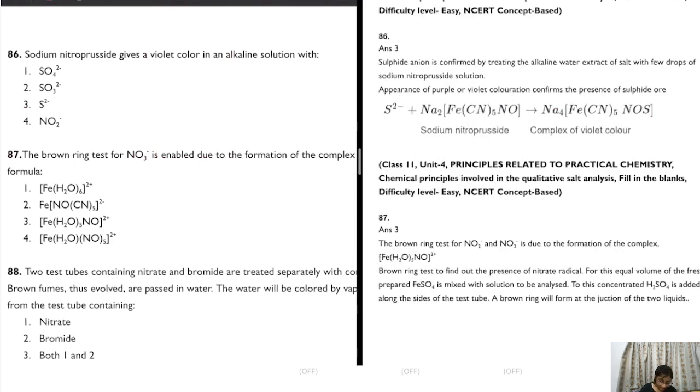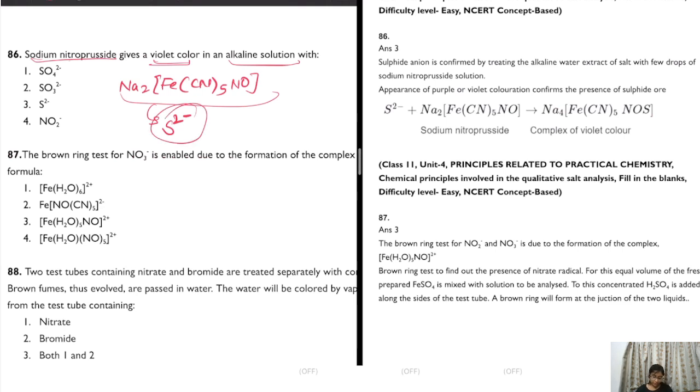Sodium nitroprusside gives a violet color in an alkaline solution with. What is sodium nitroprusside? It is Na2[Fe(CN)5NO]. This is used for the detection of S2 negative ions. We just add a few drops to the solution containing S2 negative and we get a purple violet coloration.